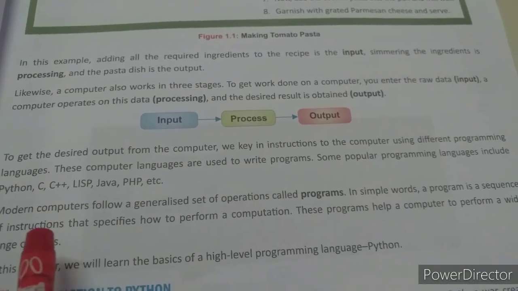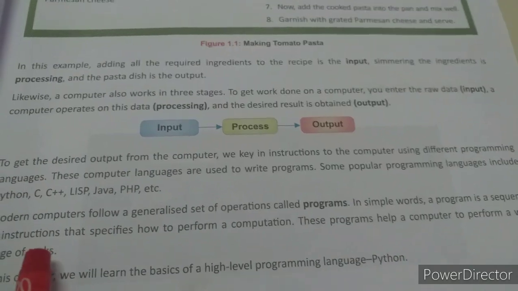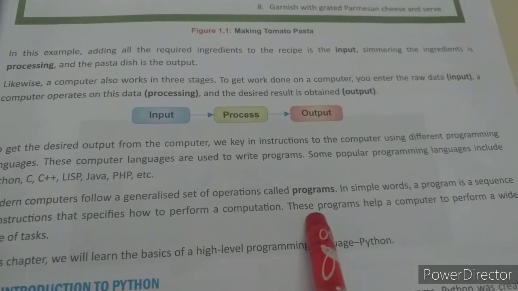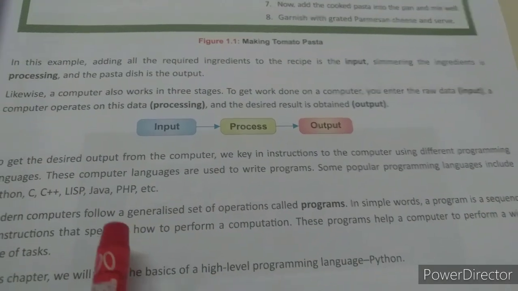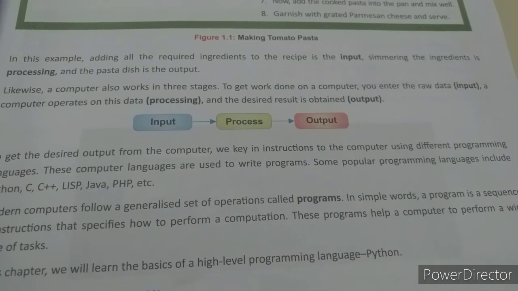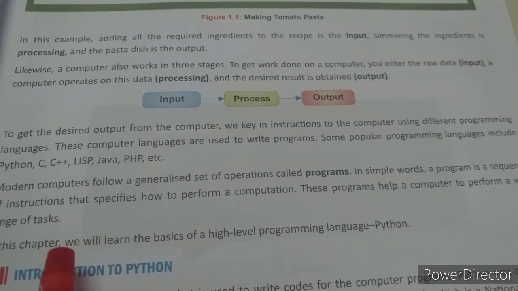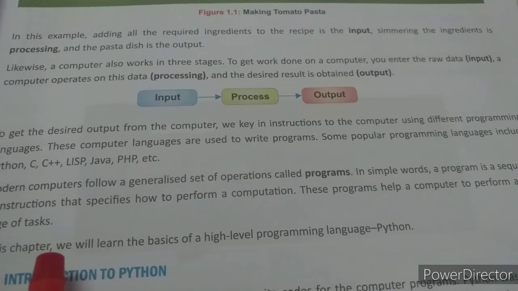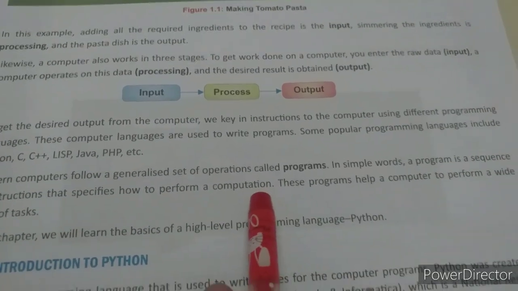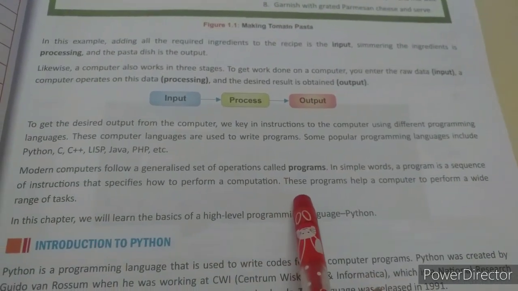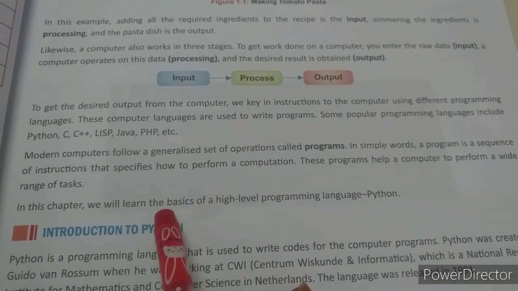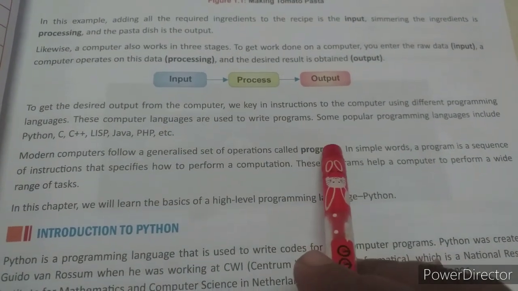Now we follow some instructions. Those instructions listed out in an order are called a program. No need to worry children. A program is simply a set of instructions. It is a sequence of instructions. It will follow one order and it shows us how to perform computation. This helps us to perform many tasks. This is called an input-output process, and that is about the programming language.